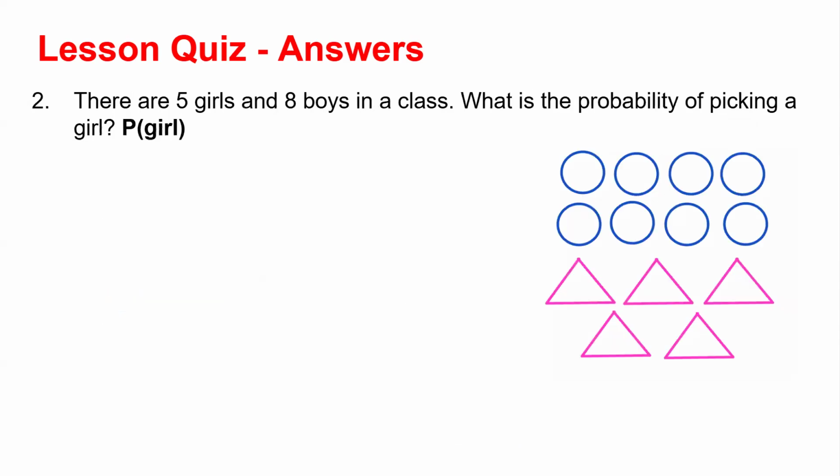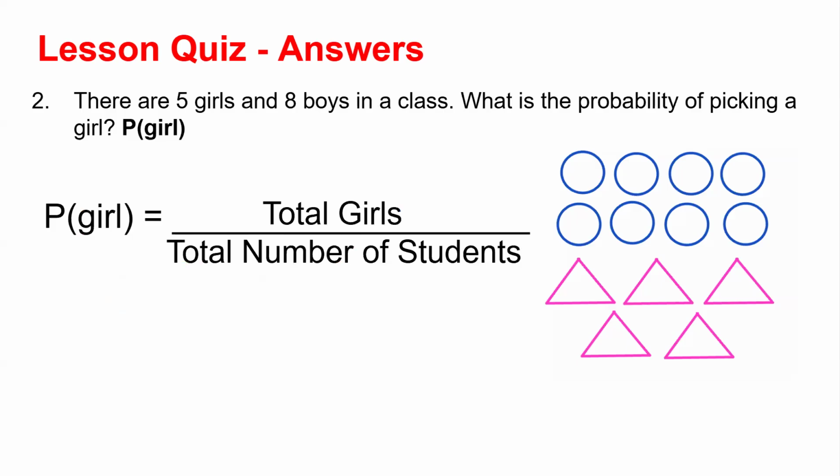Number 2. There are 5 girls and 8 boys in a class. What is the probability of picking a girl? Probability of picking a girl is equal to the number of girls divided by the total number of students. We have 5 girls out of a total of 13 students. A 38% chance of picking a girl.